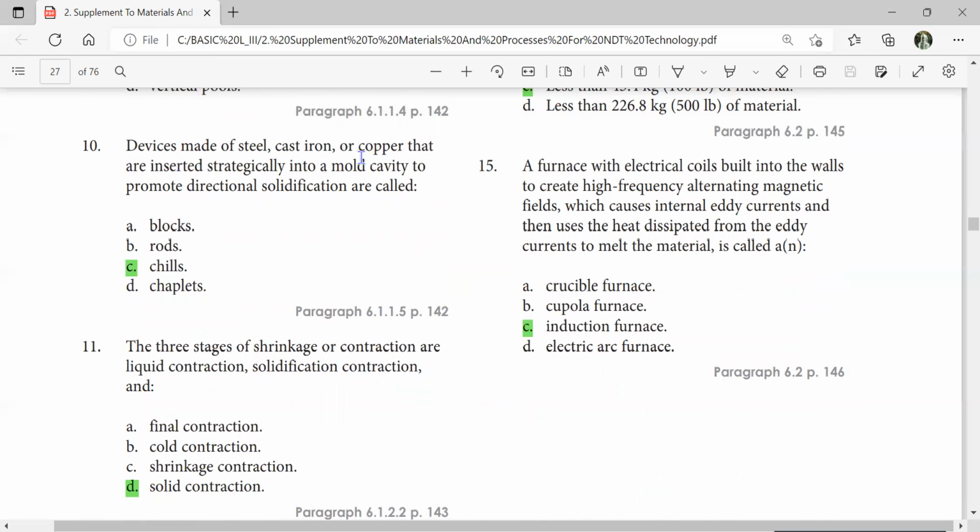Devices made of steel, cast iron, or copper that are inserted strategically into a mold cavity to promote directional solidification are called chills.